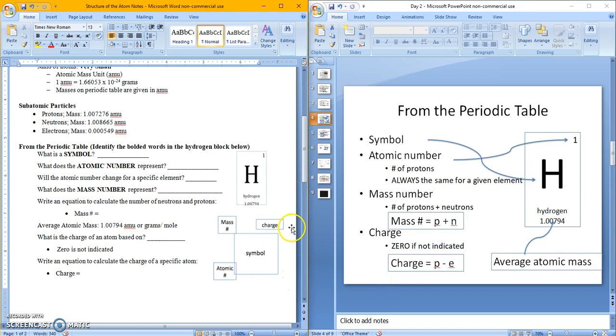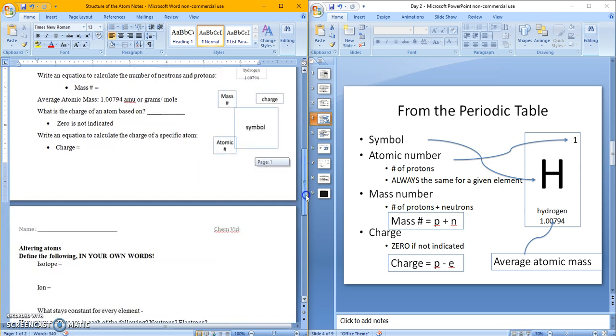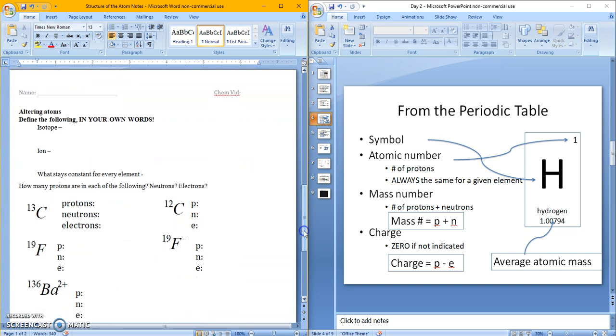So there are many ways to write out what an atom looks like, and we're going to go over another one that has this format right here. But for right now, I want to go over 2 definitions. So turn over your paper. An isotope versus an ion. Do those sound familiar? Maybe from biology you might have heard of ions before.